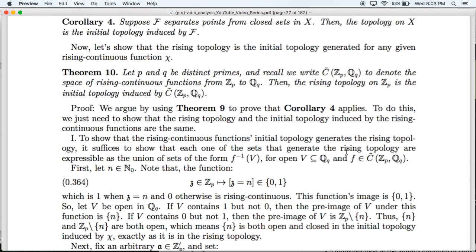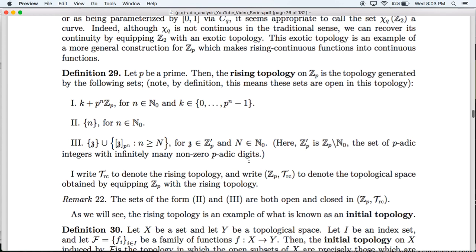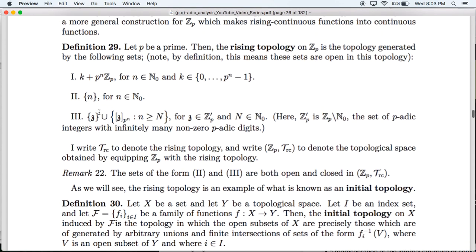First, the easy part: every continuous function is rising continuous. So by continuity, if we pick a continuous function and an open set, the preimage of that set will be expressible as a union of open balls. So we don't need to deal with this. We only need to deal with sets of the form 2 or 3.